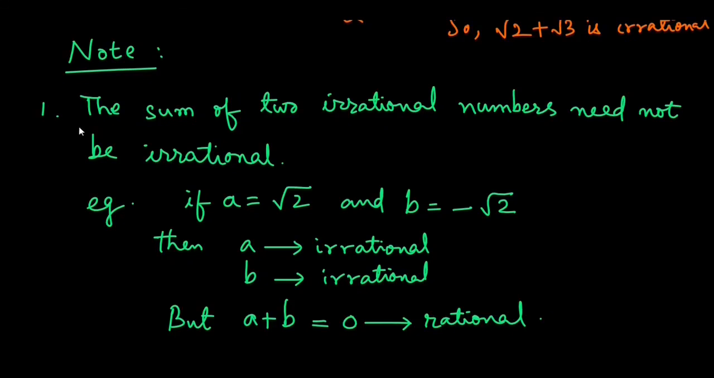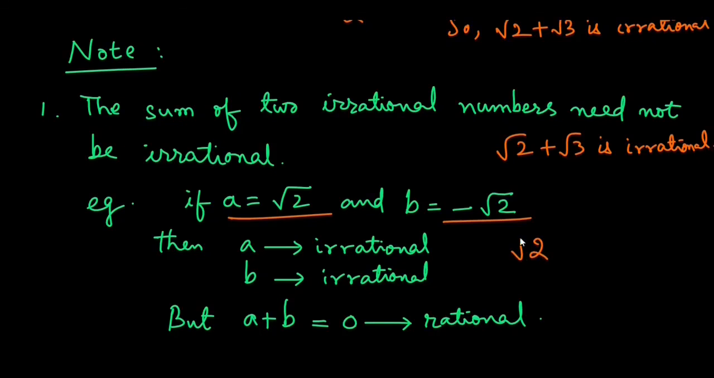Here is a note that the sum of two irrational numbers need not be irrational. Here root 2 plus root 3 is irrational, but this is not always the case that the sum of two irrational numbers is irrational. Suppose one irrational number is root 2 and another irrational number is minus root 2. Root 2 plus minus root 2 becomes 0, which is rational.